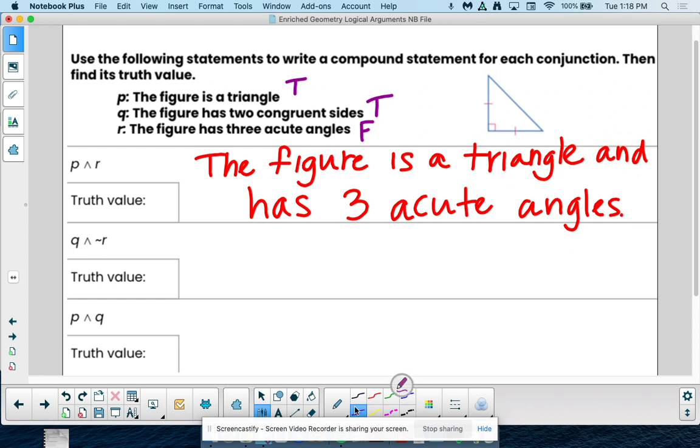And now we have to decide if that statement is true or false. So what I like to do is what's P? Is P true or false? True. So I'm going to put a little T there. What's R? False. Now for an and statement, how many have to be true for the whole statement to be true? Both. So what's our truth value? False.